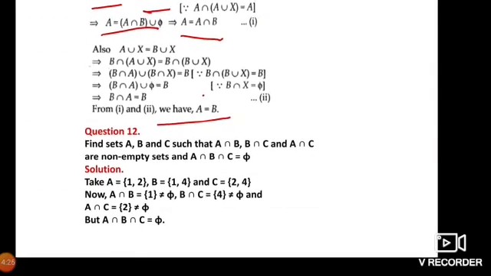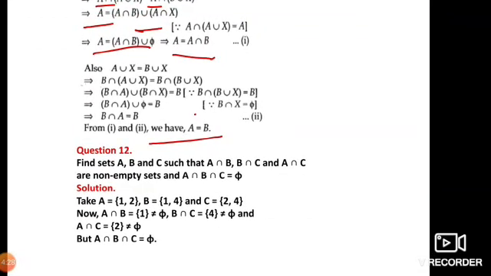Now, next, find sets A, B and C such that A intersection B, B intersection C and A intersection C are non-empty sets, but A intersection B intersection C equals empty. For this, you can use your own examples. Take A equal to {1, 2}, B equal to {1, 4} and C equal to {2, 4}.